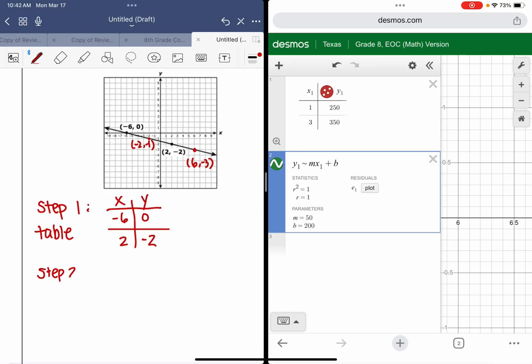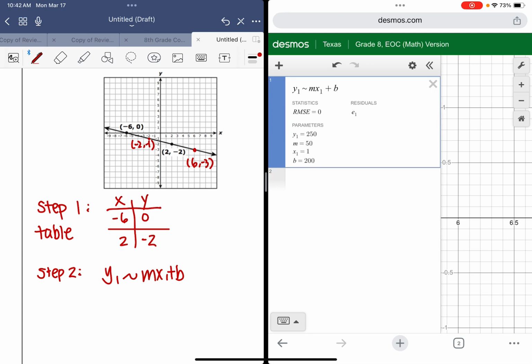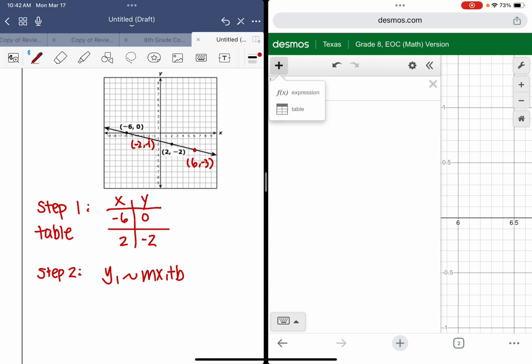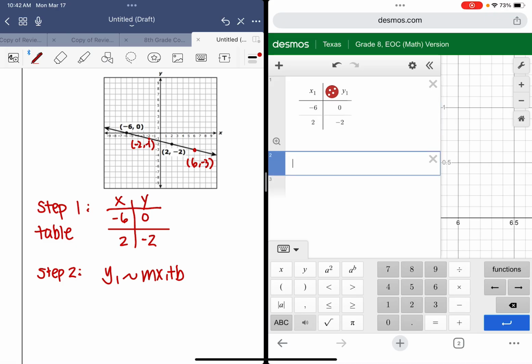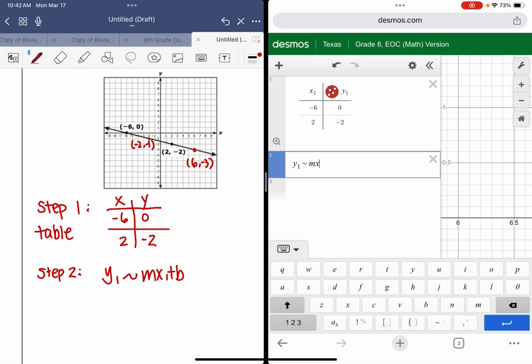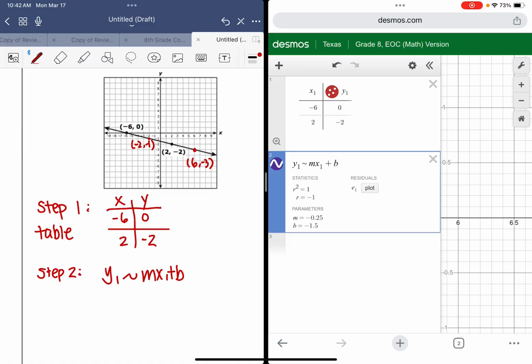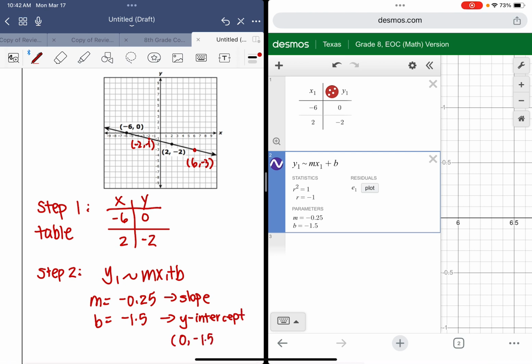Number 2, y1 similar to mx1 plus b, right? That would be my equation. So clear my calculator, restart it, go to the left corner, click on table, put in my first two ordered pairs, -6 and 0, 2 and -2. Then my equation y1 similar to mx1 plus b. Then I should have m equals -0.25, b equals -1.5. Remember, this one is the slope, this one is the y-intercept. Writing it as an ordered pair, we'll have 0, -1.5.